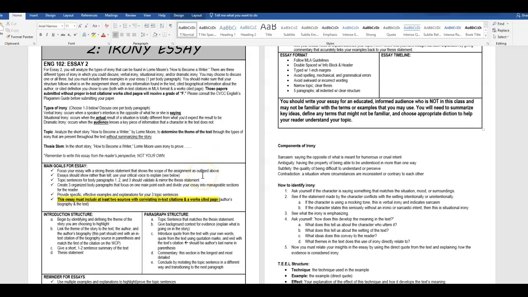Essay should show rather than tell. You should use your critical voice to explain. Okay? Remember, you're focusing on why these things happen. Why does somebody say what they say? Why does an event occur? What is the result of the event? Why do those things happen? Why does the audience know the key information that the character doesn't? Why is the character blind to what the audience knows?